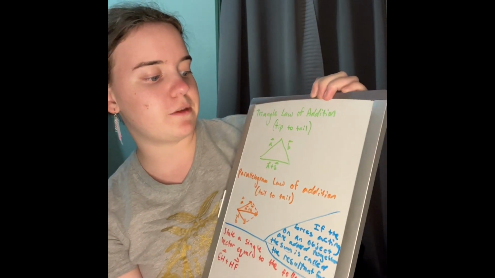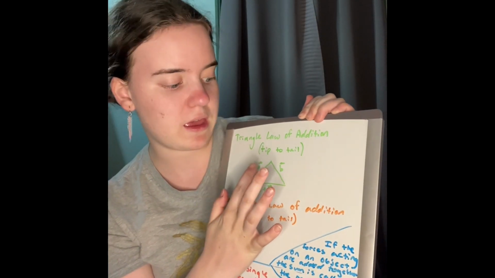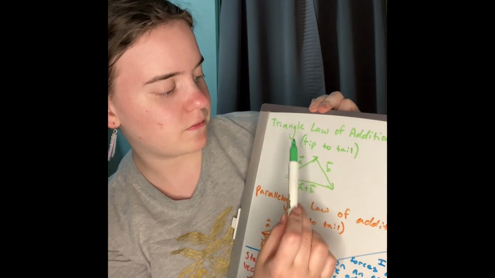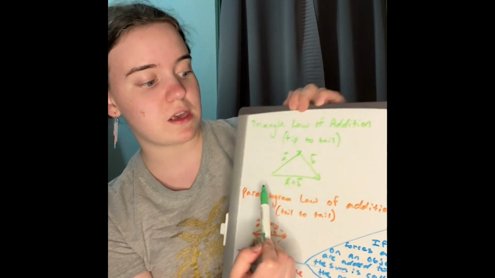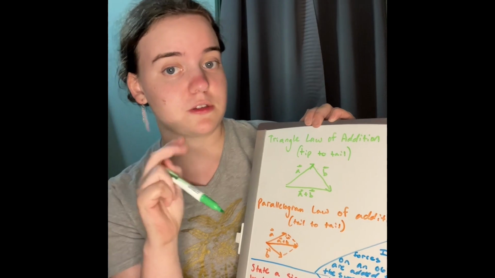And then equal vectors have the same magnitude and direction, and opposite vectors have the same magnitude and opposite direction, which can also be known as the equilibrium. Okay, and we have even more things to know. So the triangle law of addition, which is tip to tail. So you'll have the A and the B going tip to tail, which I didn't even bother drawing in, but as you can see, tip to tail. And then if the forces acting on an object are added together, the sum is called the resultant force. So this is the resultant vector, resultant force.